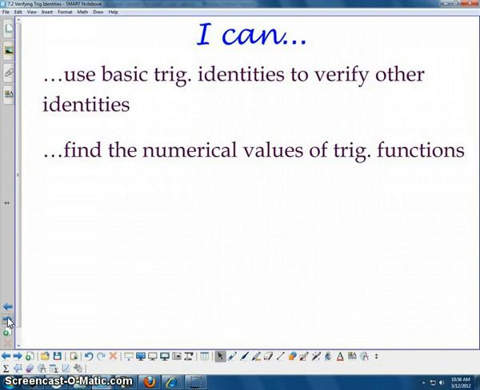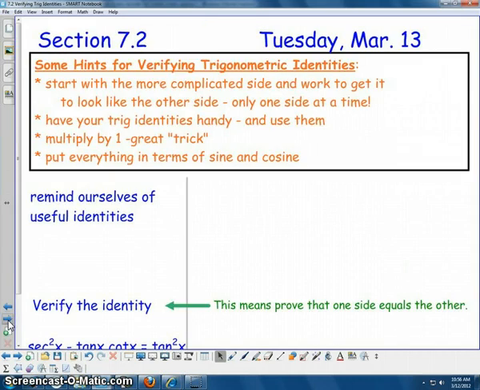So today what we're going to be doing is using our trig identities to verify other identities, and we're going to be looking at finding numerical values of trig identities. So a lot of what we covered yesterday, we're going to really put into practice today.